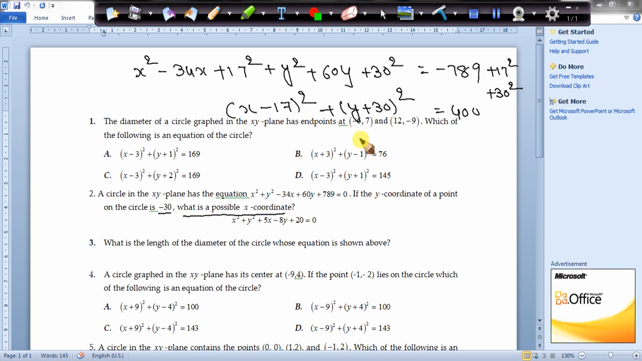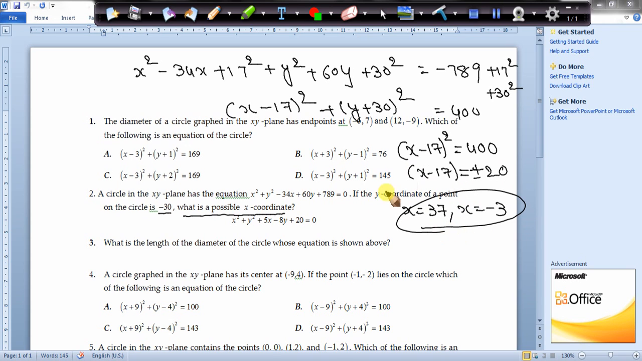It is given that y is -30. If I plug in y is -30, we get x minus 17 whole square is 400. x minus 17 is plus or minus 20. So if I take plus 20, x is 37, and if I take minus 20, x is -3. So these are the possible x values. Mostly they ask what is the possible positive x coordinate, so it depends on what they are asking for. Here the answers are 37 or -3.